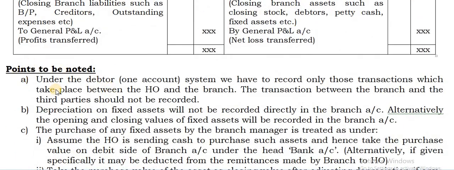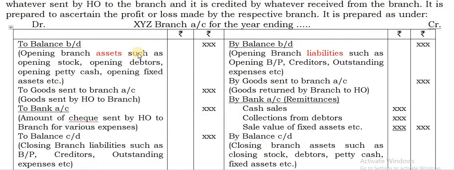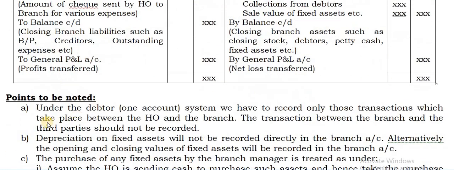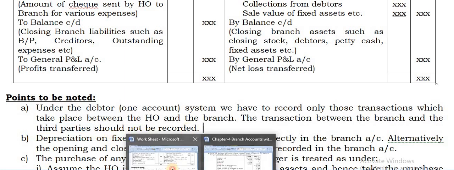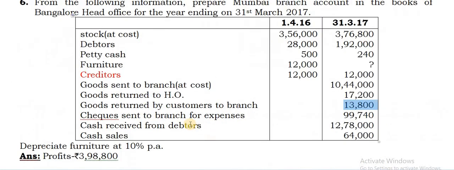So if you notice under this format, in the notes part, soon after the branch account, I have given the very first point there. Under the one account system, we have to record only those transactions which take place between the head office and the branch. The transaction between the branch and the third party should not be recorded. Actually, this will come only under the debtors account. But when to prepare a debtors account, I have told you.